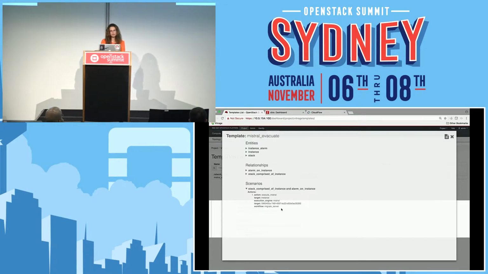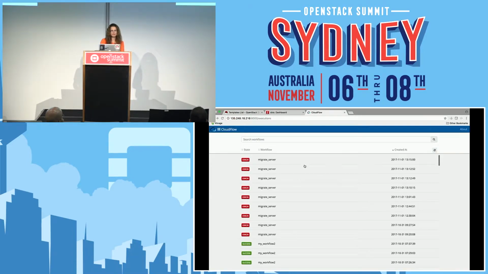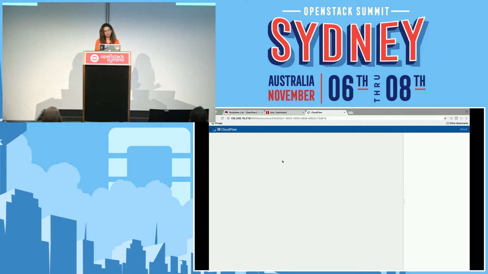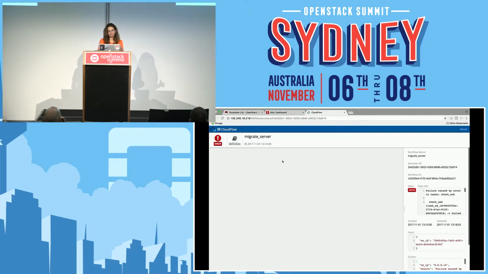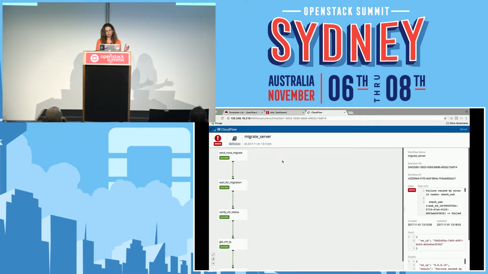OK, now we are going to see the Mistral UI. This is the new Mistral UI that was developed in Pike. It's called Cloudflow. And you can see over here the list of the last executions of workflows that were done by Mistral. The last one was called by Vitrage. And you can see here a list of tasks that the workflow performed.